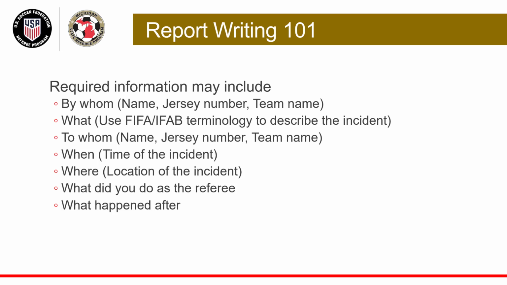You have to record when and where an incident happened. At the 10th minute of the match, in front of Team A's bench. And what did you do as the referee? Did you send them off? Did you give a warning? And what happened after? What was the restart? Did the player who just got sent off leave the field of play without causing any issues? Now let's look at a few examples and see how we can fix these reports.